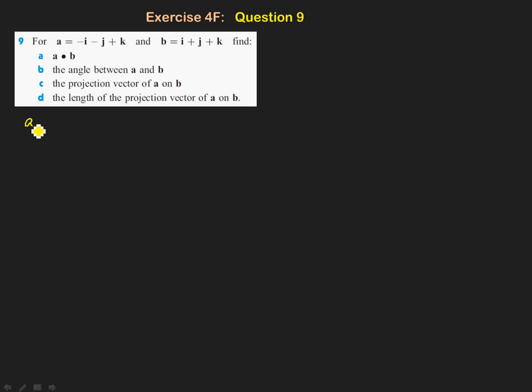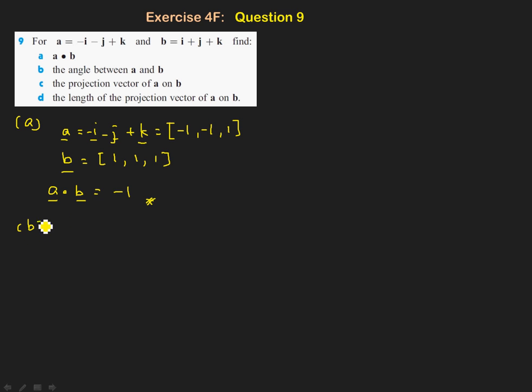It's very straightforward. For the vectors given, you must ensure that you know how to write them in the i, j, k form, in component form like this. Straight away you should be able to see that, right? So by taking the dot product, I will skip everything and go straight to the answer. You will get -1.